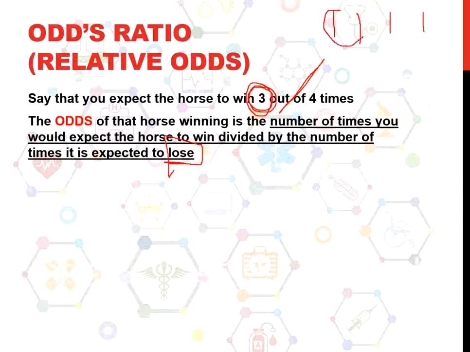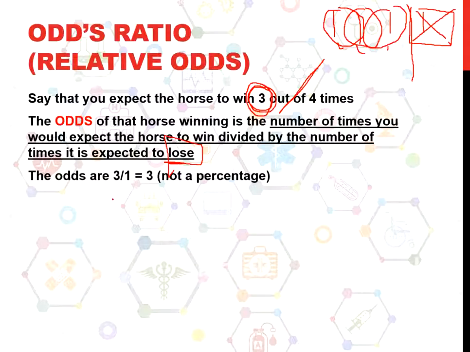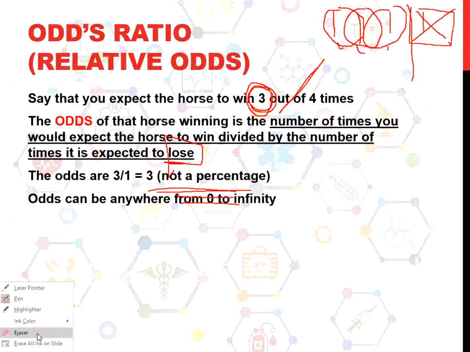So, panalo, panalo, and panalo. So, dito, talo siya. So, bilangan natin ito. 1, 2, 3. So, 3 times daw siya mananalo, at yung isa pang contest, doon siya matatalo. So, 3 divided by 1 equals 3. So, tandaan, odds is not a percentage. Odds can be anywhere from 0 to infinity.